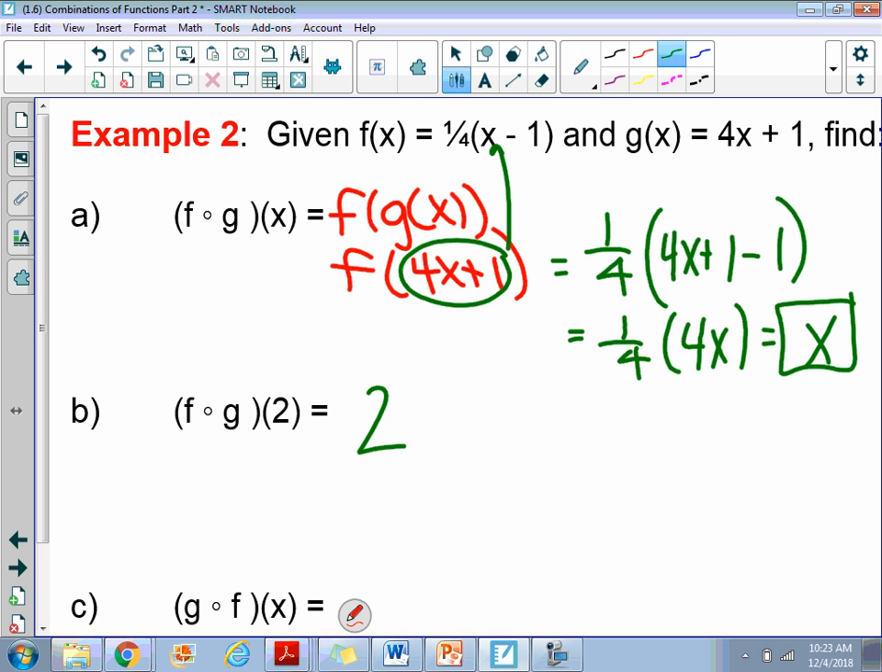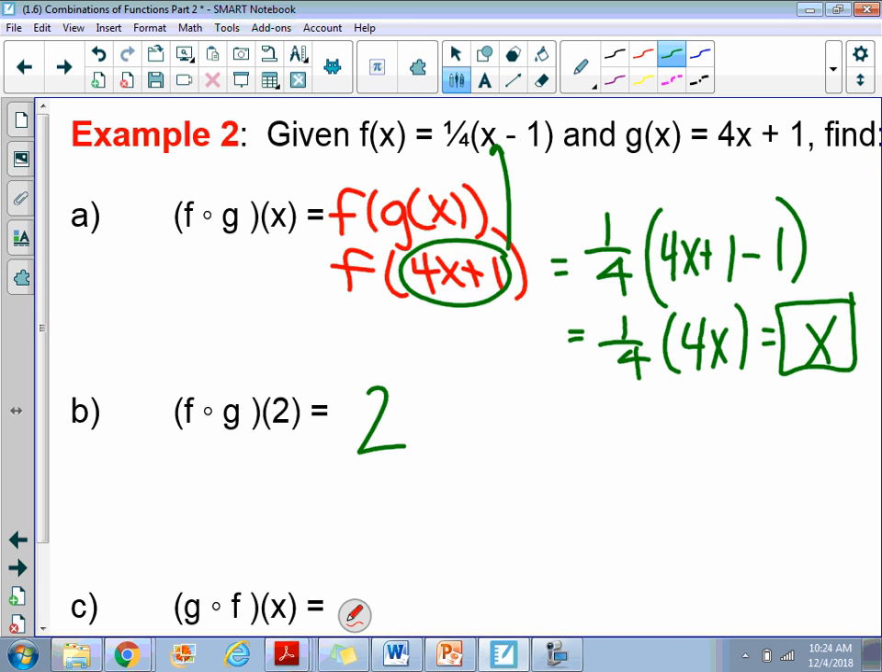Okay, and again, you can plug them in individually to the f or to the g. So 4 times 2 is 8 plus 1 is 9. And then if you plug 9 in here, 9 minus 1 is 8 times 1/4 is 2. Which would be quicker, solving it with x and then plugging the number in, or just doing it with the number? I think plugging the number in is faster because then you don't have to worry about any FOILing or big multiplying of polynomials. So in a lot of cases, that's going to be faster.